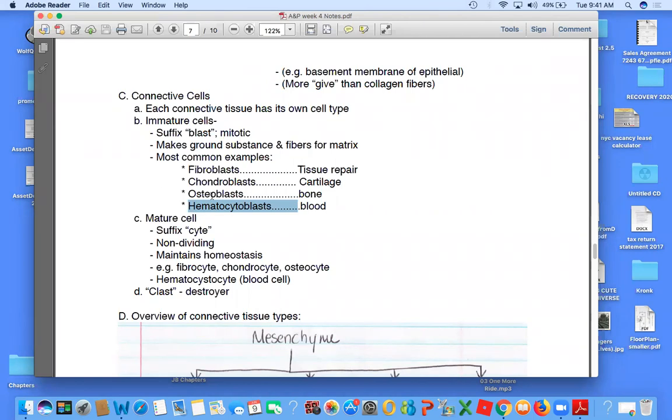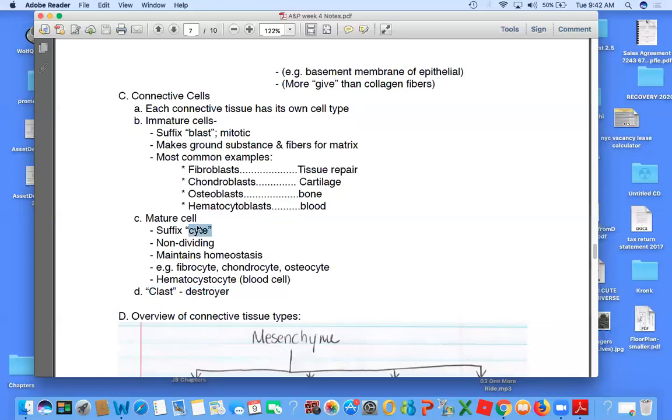But we can't just say cartilage cell. You got to say chondro. You got to say osteo. Osteo means bone. Chondro means cartilage. And if the cell is immature, it ends in a suffix known as blast. Suffix means end of a word. So an immature cell ends in the word blast, a mature cell ends in the word cyte, and a very developed cell that breaks stuff down is known as a clast. It ends in clast. It's a destroyer.